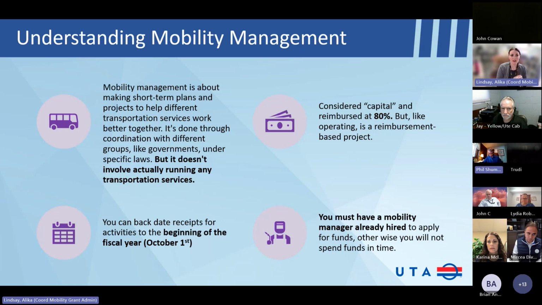You must have a mobility manager already hired to apply for funds, because otherwise you won't spend them on time. So if you're like, I don't have a mobility manager right now, but I want funds to pay them, that doesn't work, because you already need to have incurred those costs.